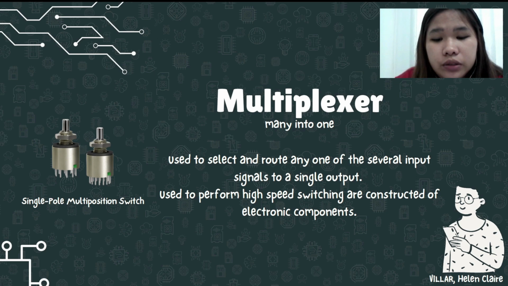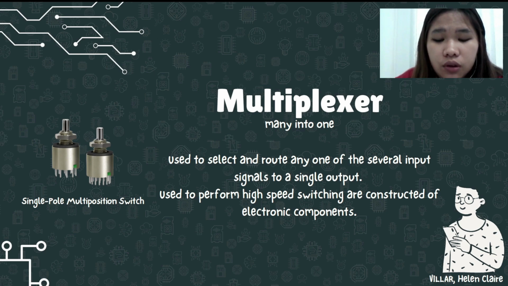So, this multiplexer is a circuit used to select and route any one of the several input signals to a single output. It is also a multi-position switch that is widely used in many electronic circuits, and the multiplexer is used for digital applications, which is also called a digital multiplexer. It is a circuit with many inputs but only one output. By applying control signals, also known as select signals, we can steer any input to the output.